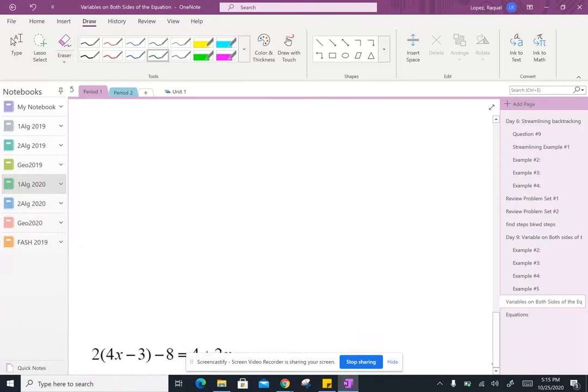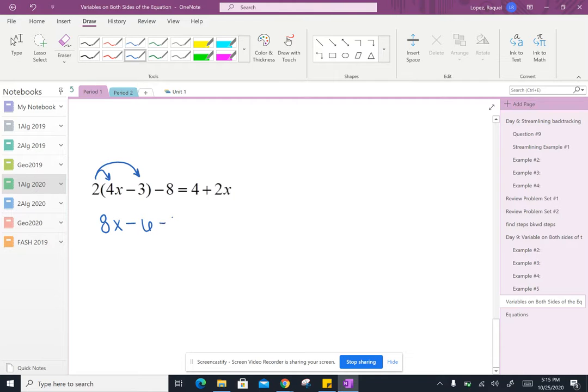And let's go ahead and do the last and final one together. So to start solving for x, once again, I want to start off by distributing and simplifying whatever I need to simplify. So 2 times 4x is 8x. 2 times negative 3 is negative 6. And then I'm going to copy down the rest of this equation.